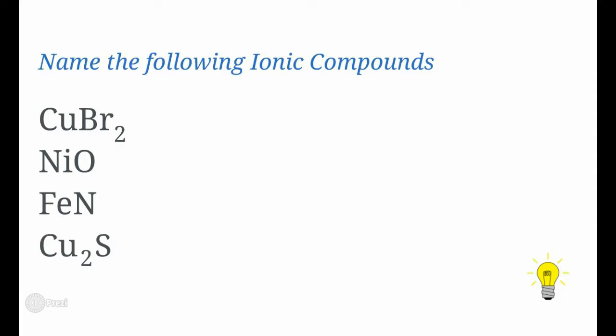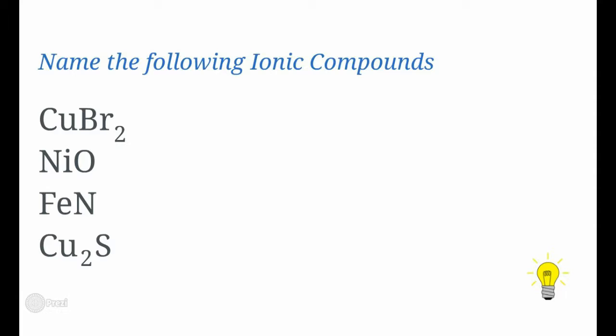What's the charge of the oxygen? Negative 2. So what's the charge of that nickel got to be? 2, so it should be nickel 2. Down here, nitrogen has what charge? Negative 3. So what does the iron have to have? 3. Okay, now the last one you've got some subscripts. You're going to have to do some dividing. What's the charge of the sulfur? Negative 2. All right.